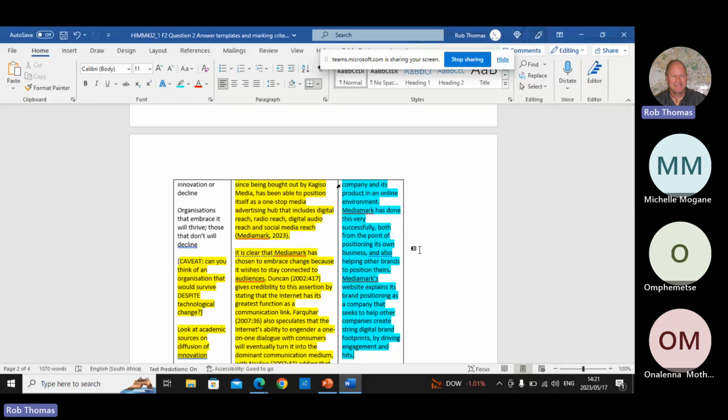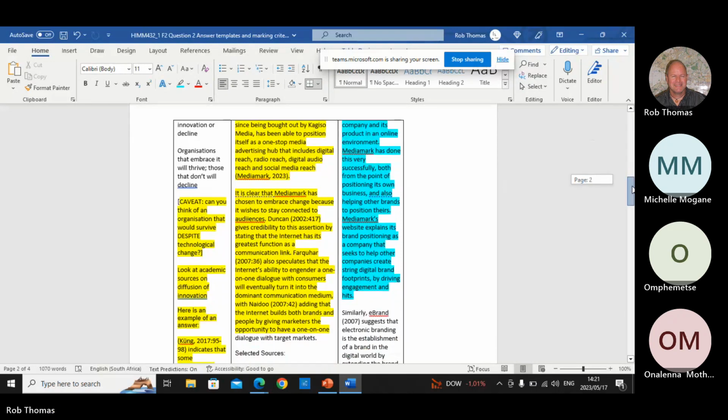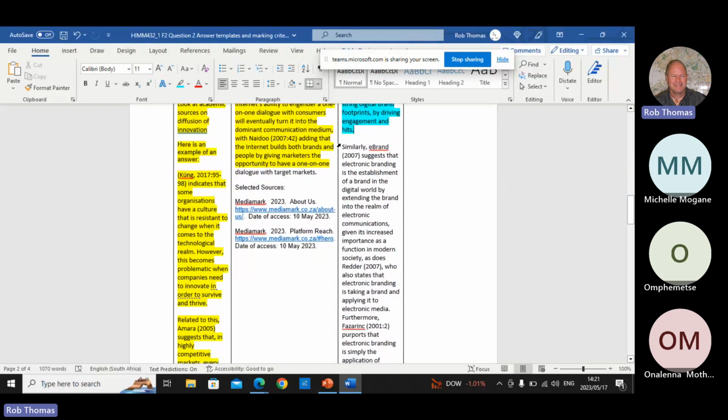Okay. MediaMark has done this very successfully, both from the point of positioning its own business and also helping other brands position theirs. MediaMark's website explains its brand positioning as a company that seeks to help other companies create strong digital brand footprints by driving engagement and hits. Okay, then we contextualize again using more theory.